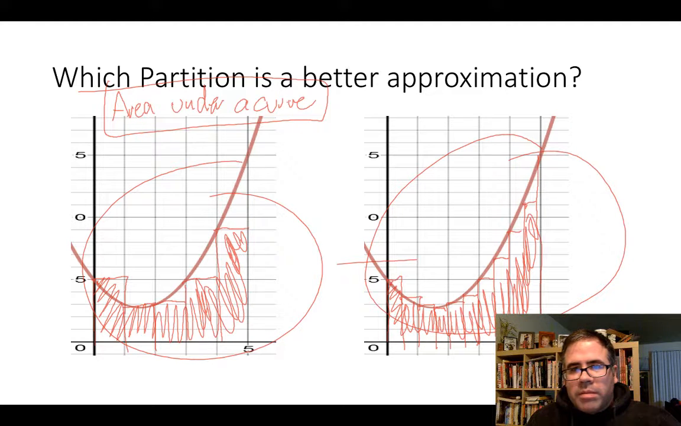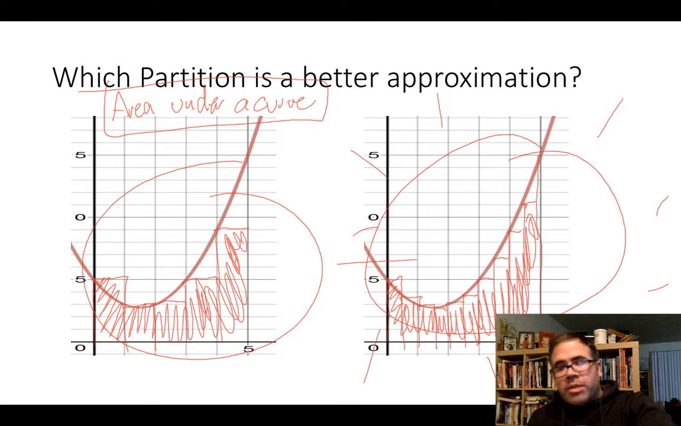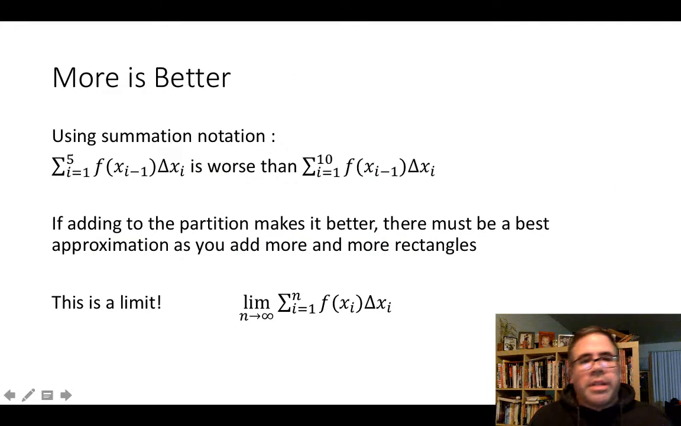Well, it seems like this one's our answer, right? The one with more seems to be better. And for a lot of functions, this is the case. More is better. To use our summation notation, if we had a partition with 5 elements, so the sum from i equals 1 to 5, with our left sum here, this is markedly worse than our partition with 10 elements, or 10 subintervals, right?